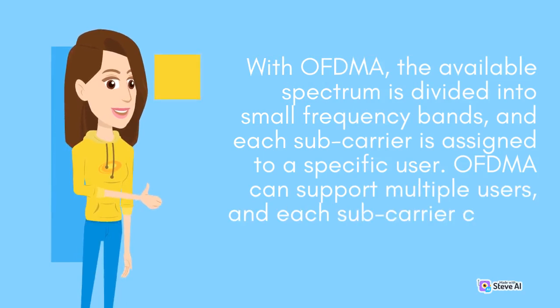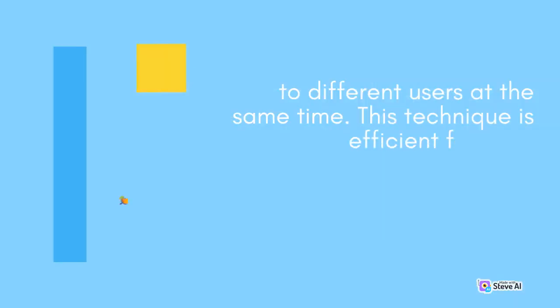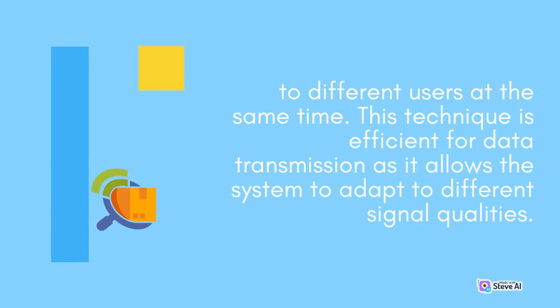With OFDMA, the available spectrum is divided into small frequency bands, and each subcarrier is assigned to a specific user. OFDMA can support multiple users, and each subcarrier can be allocated to different users at the same time. This technique is efficient for data transmission as it allows the system to adapt to different signal qualities.